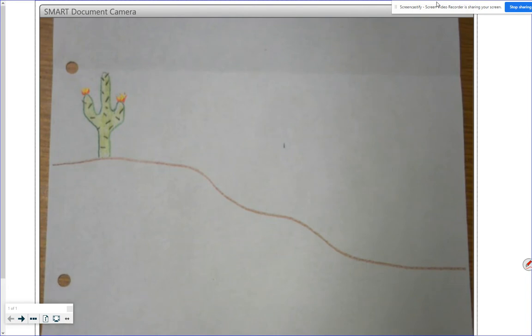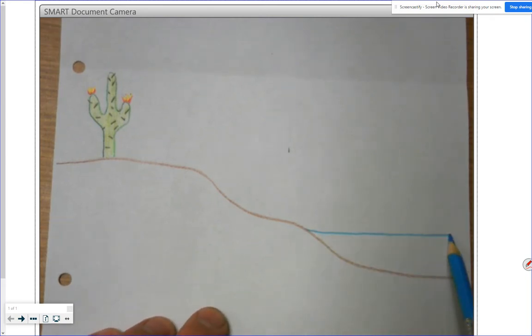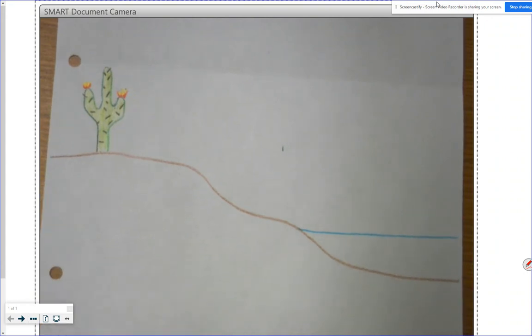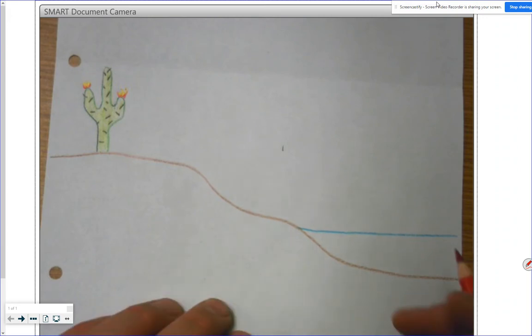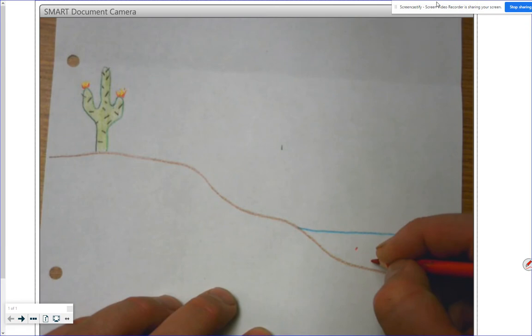So, down the hill, let's have this playa, this little shallow pond. We're going to make it kind of right in here. And we want to show that there are minerals dissolved in there. Now, in real life, we saw that desert snow. It's kind of white, but I think for our diagram, I'm going to do red just so you can see them easier.